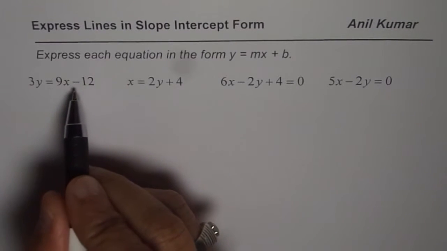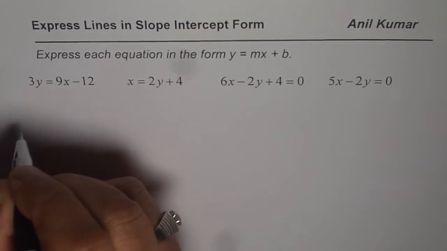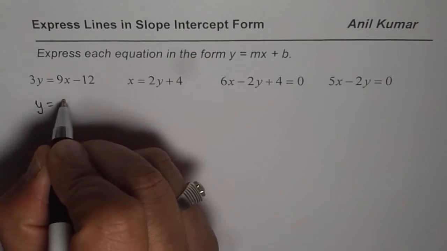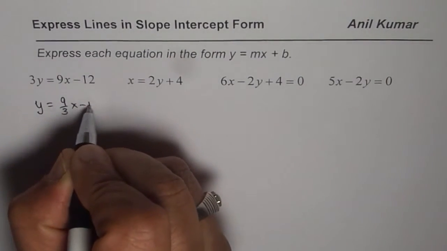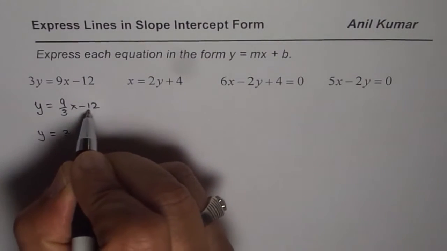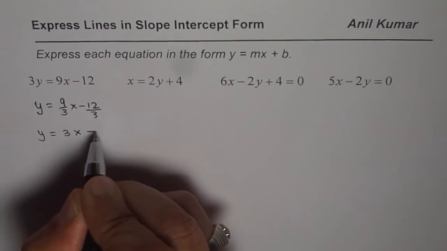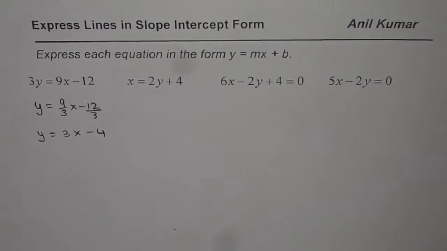3y equals 9x minus 12, we need y equals what? So we'll just divide by 3. So we get y equals 9 over 3 x minus 12. And so we can write this as y equals, 12 divided by 3. Both should be divided by 3, right? So 3x minus 4 is your solution.